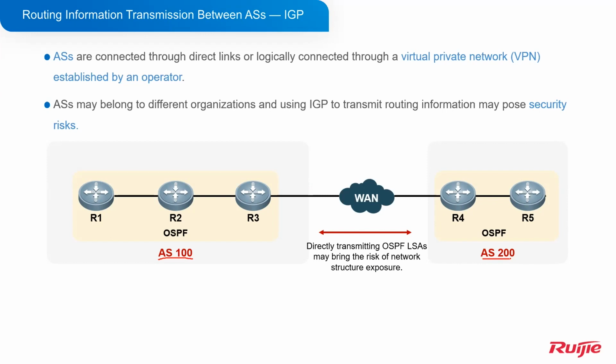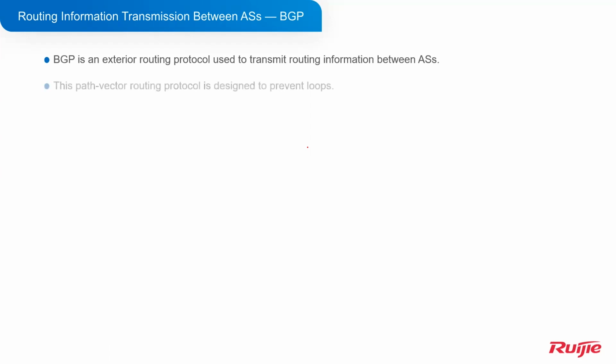So as the IGP and the EGP planning, we suggest within the same AS, you can use IGP like OSPF, ISIS, right? But between different AS, we suggest to use BGP. So the BGP is an external routing protocol and usually used to transmit the routing information between different AS. So this is the application scenario.